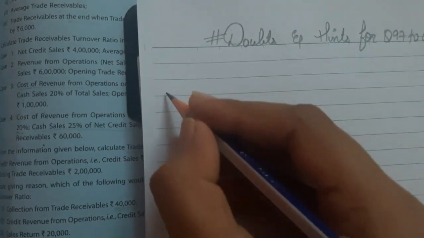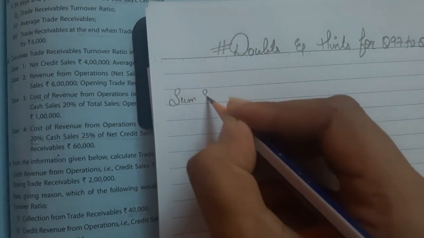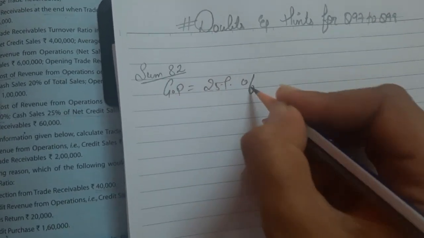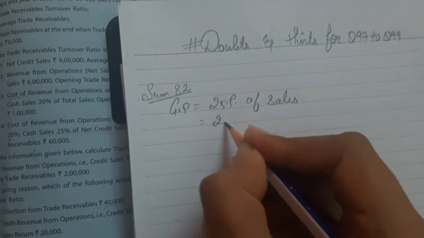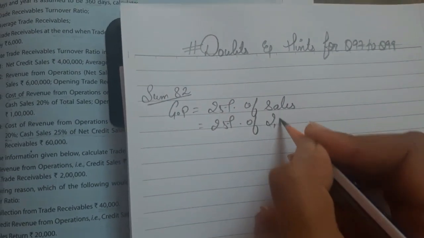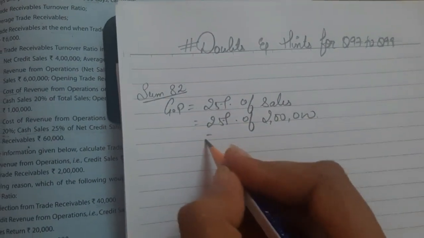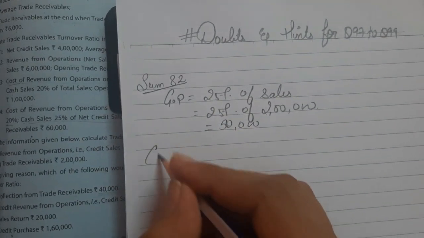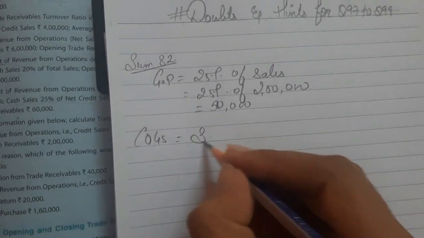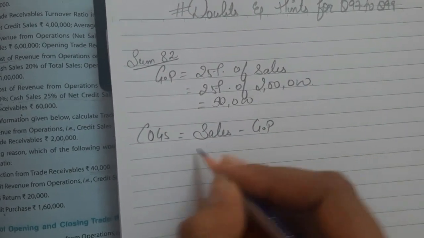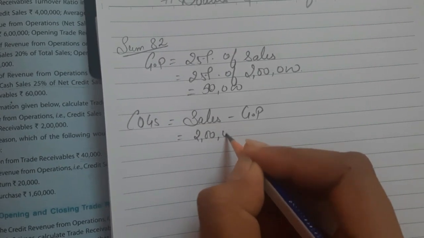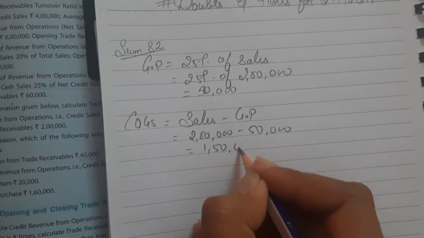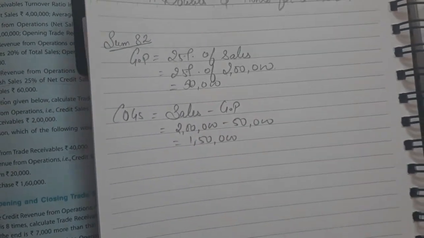See, this is sum number 82. Gross profit is 25% of sales, that is 25% of 2 lakh. Okay, now 25% of 2 lakh is 50,000, so you got your gross profit. Now the formula for COGS, I gave you, was sales less GP, right? Sales is 2 lakh less GP 50,000, so that will be 1,50,000. Okay, so you got your COGS as 1,50,000.